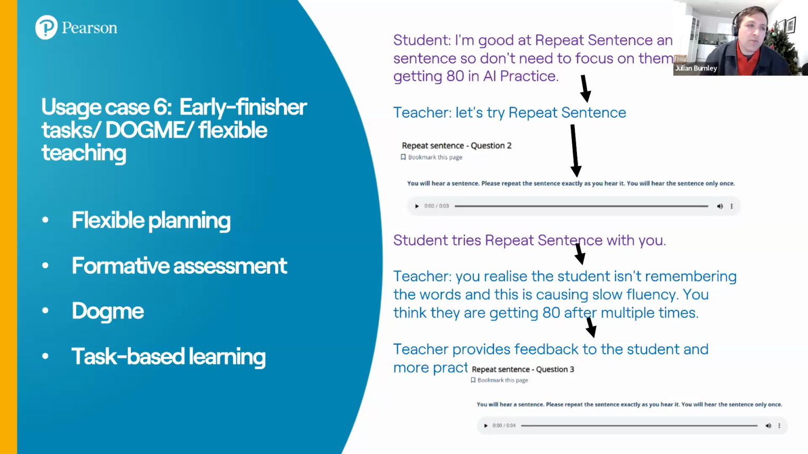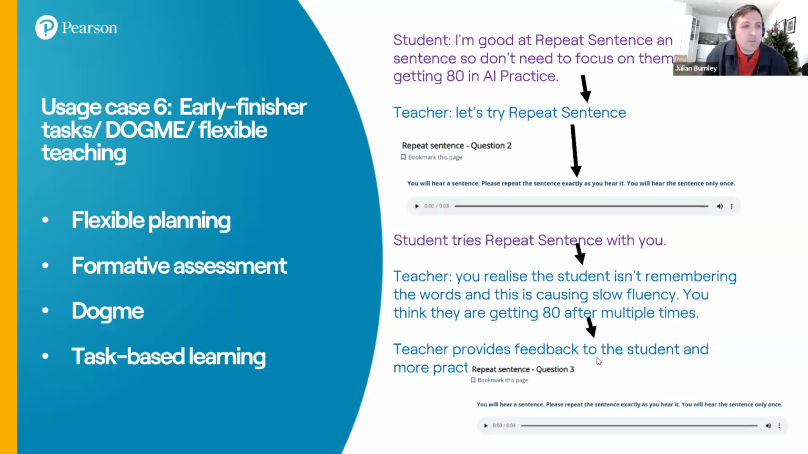So then I straight away realized that actually repeat sentence is something they need to focus on. I realized they weren't getting it. And after talking to them a little bit more, I realized that they were using AI practice, but they were getting 80 after doing the question 3 or 4 times. So they're practicing the same question, but that's not really a test-like experience, because in the test you're not going to hear it 4 times. You're just going to hear it once.